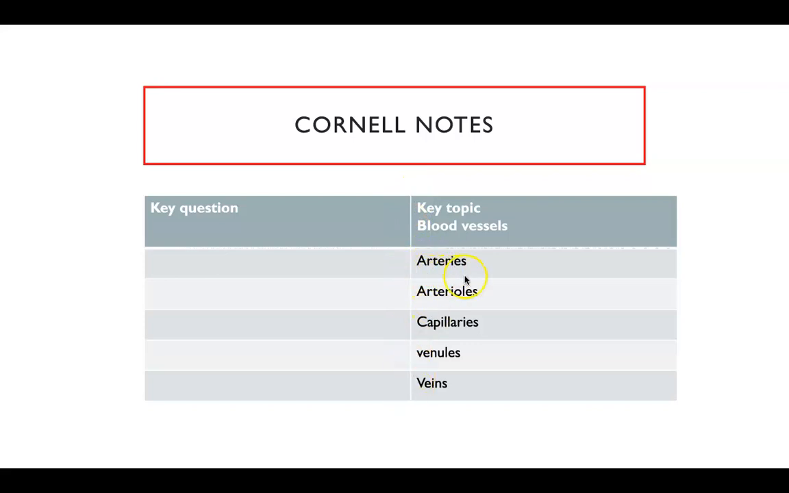Underneath arteries, we're going to write what arteries do, their function and their structure. Underneath arterioles, we're going to write their structure, function. Same for capillaries, venules and veins. On the left hand side here, we create questions to get the answer arteries, question to get the answer arterioles, question to get the answer capillaries, and so forth.